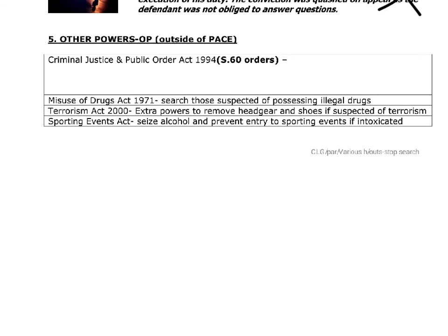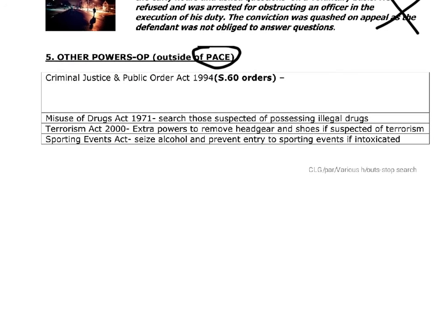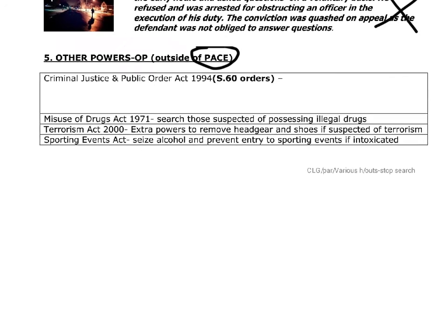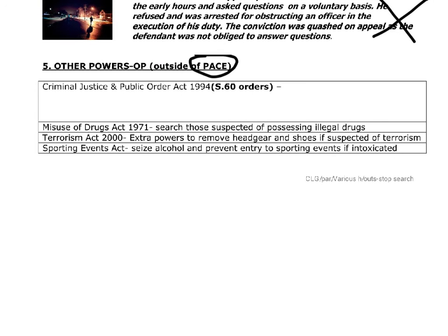Your last area then is other powers. Now, you do need to be careful here because it's other powers outside of PACE. Okay, so what this means basically is, if the question says to you to describe the powers of the police during a stop and search under PACE, you wouldn't include this section because it only wants to know powers outside as an extra here. But if you wanted to ask how you can stop and search under PACE, then you would just completely forget about this last section.